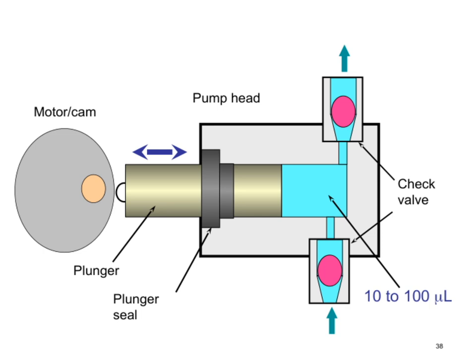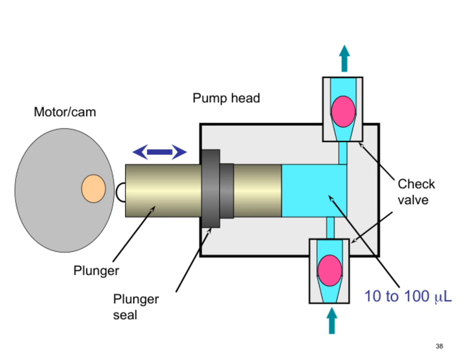Speaking of the plunger, it's the part that moves to draw in or push out the fluid. The motor and cam work together to drive the plunger's movement smoothly and precisely. Altogether, these components form a reliable system that ensures accurate and controlled fluid transfer, which is fundamental to the overall performance of the pump.